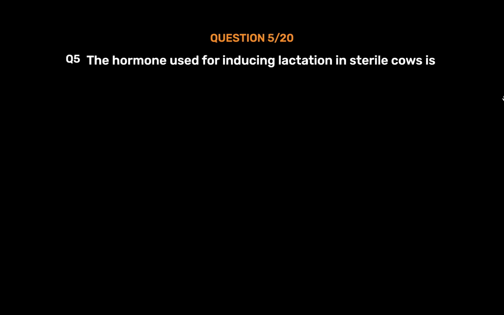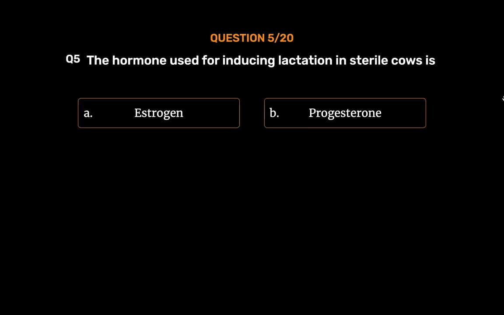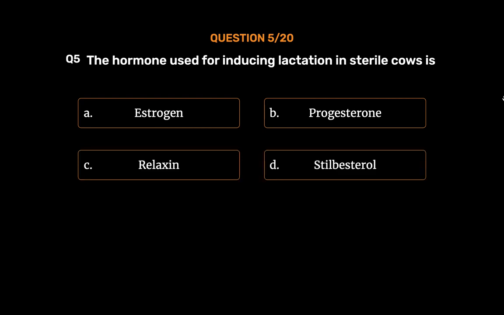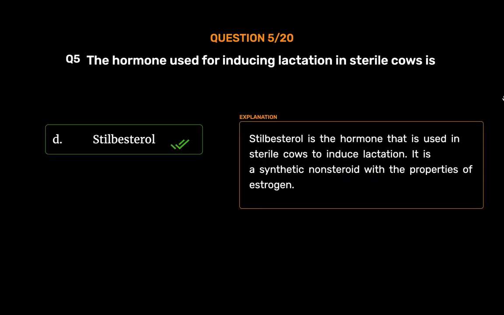Question number 5. The hormone used for inducing lactation in sterile cows is Option A. Estrogen. Option B. Progesterone. Option C. Relaxin. Option D. Stilbestrol. The correct answer is Option D. Stilbestrol. Stilbestrol is the hormone that is used in sterile cows to induce lactation. It is a synthetic non-steroid with the properties of estrogen.